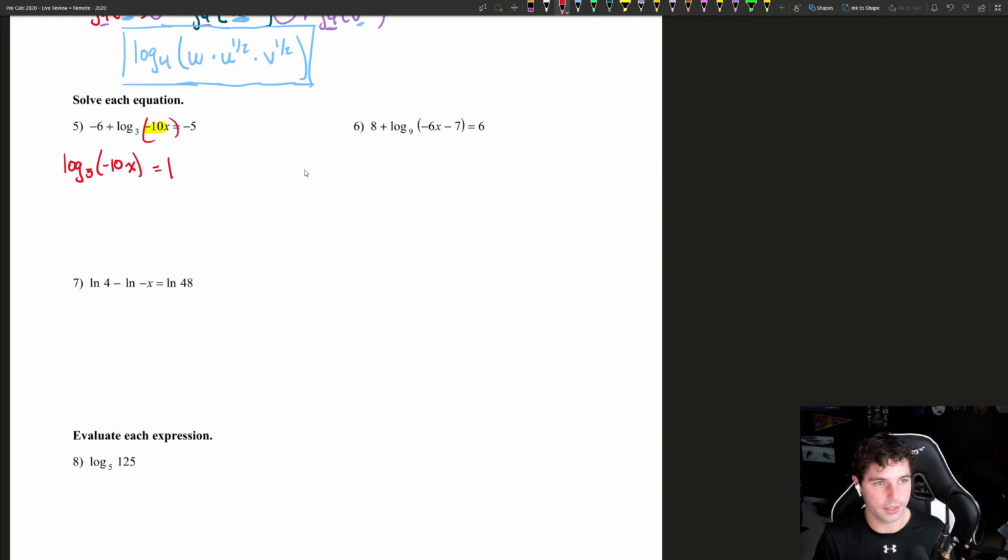Okay, and then we need to undo that log. There's actually 2 different ways you could do it. I'll do the normal way that I would normally explain. In order to undo this log, we have to take the inverse of that log, which is an exponential. So really what we're doing is we're having the base of 3, which we get from right here, and everything else is an exponent.